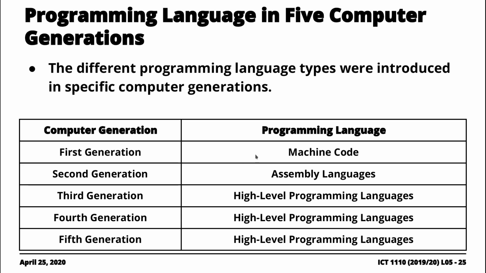And then as we go up the generations here, you notice that we see an introduction of assembly language in second generation, and I do believe some high-level programming languages like COBOL, for instance, and Fortran were introduced in the second generation. But more importantly, notice that third, fourth, and fifth generations all make use of so-called high-level programming languages. So languages like Python and Java and Perl, for instance.